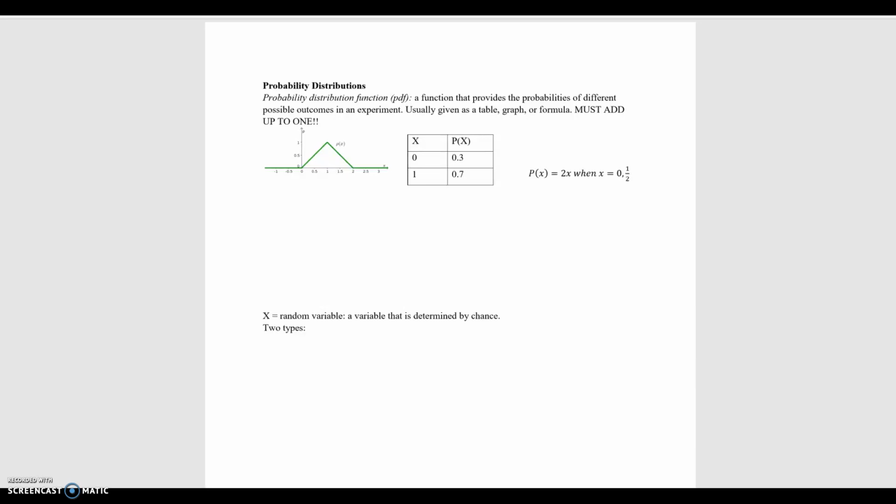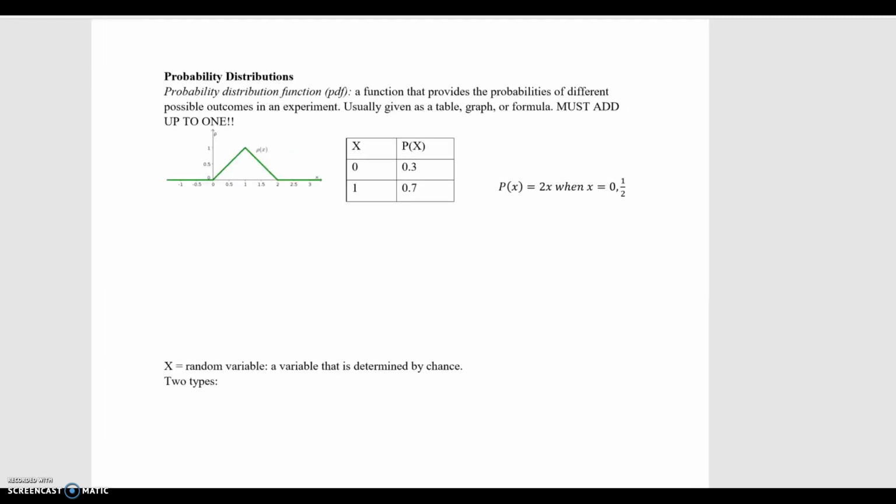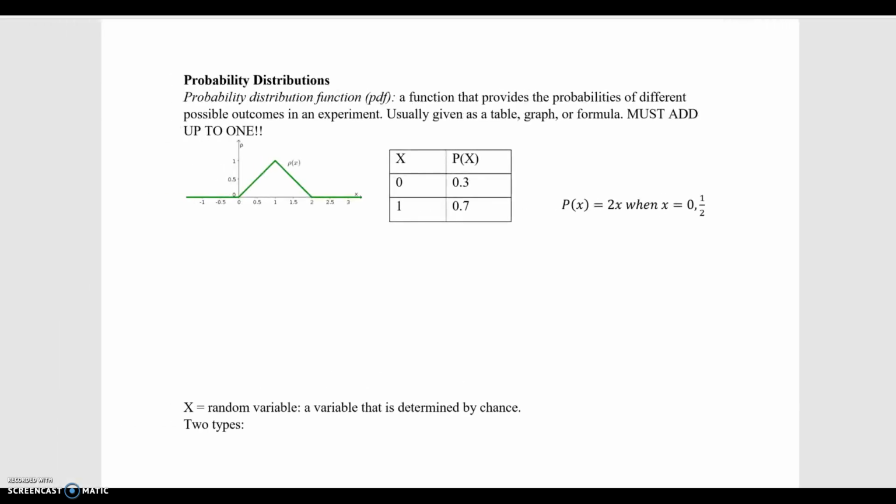Okay, so this week we talked about probability distributions. And what we're going to do in this video, I'm going to continue on talking about probability distributions. And I'll do a couple more examples on binomial, and we'll do a couple more on Monday or Tuesday.